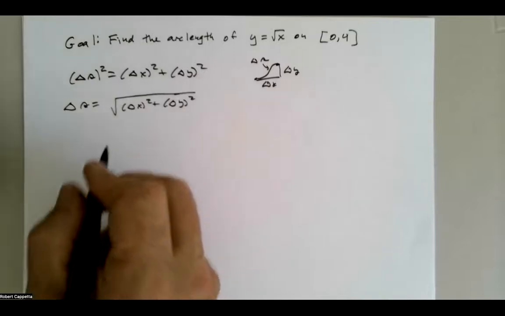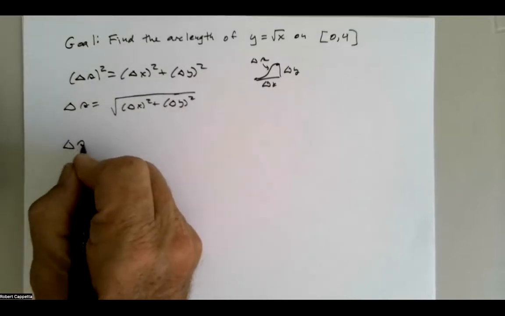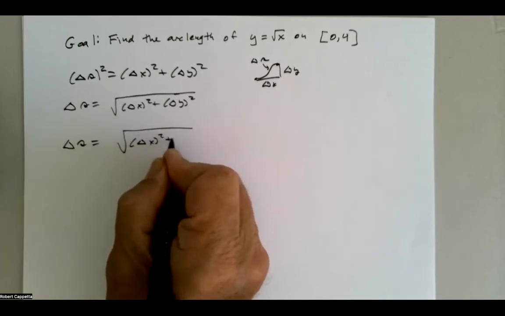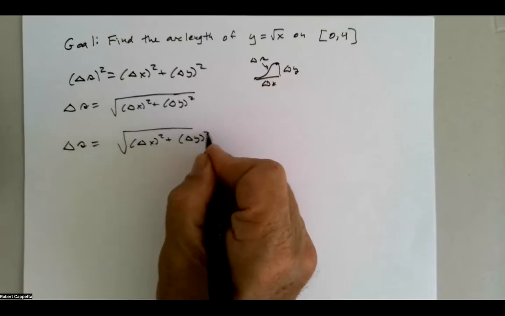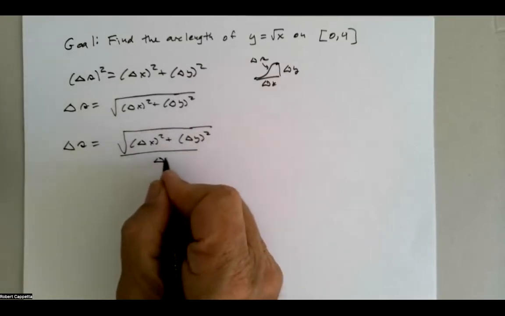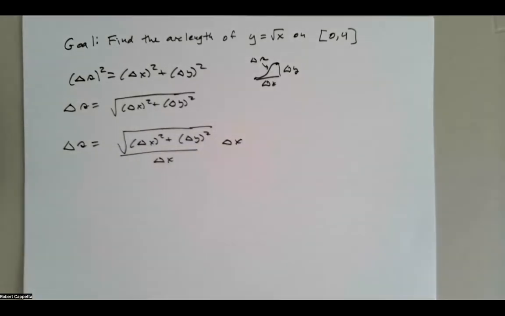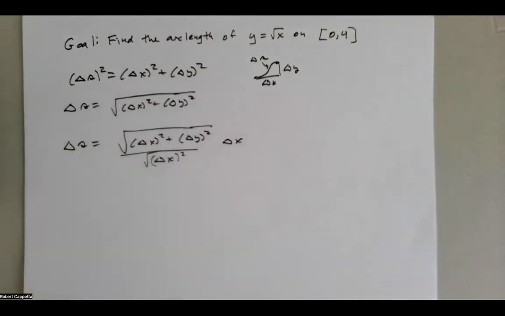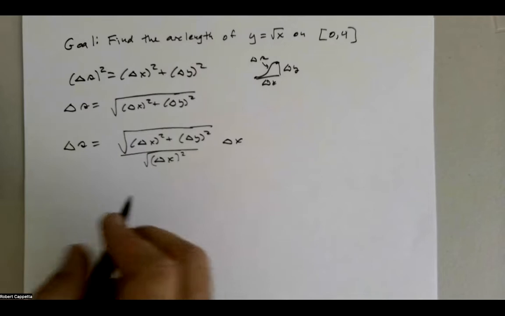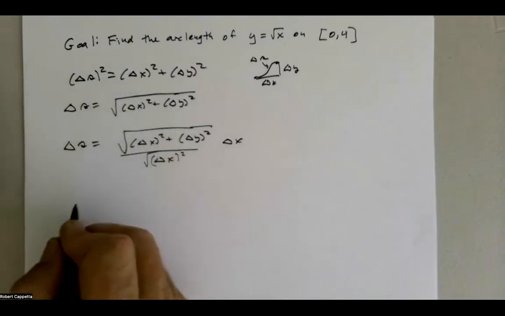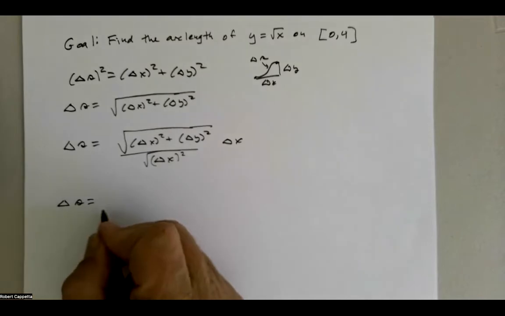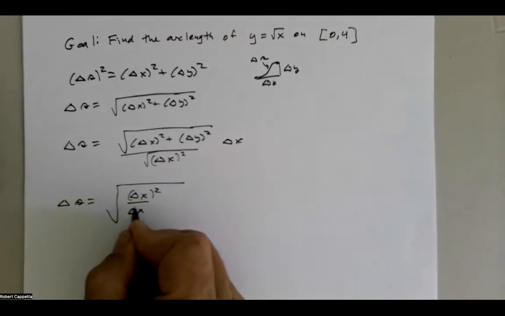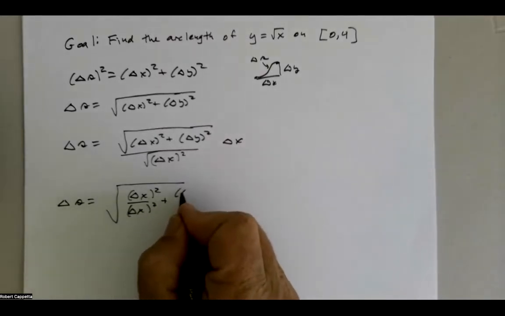And we divide and multiply by change in x. So change in s is the square root of the change in x squared plus the change in y squared divided by the change in x squared, times the change in x. Dividing by change in x is the same thing as dividing by the square root of change in x squared. Then we make a single radical. So change in s is the square root of change in x squared over change in x squared plus change in y squared over change in x squared.